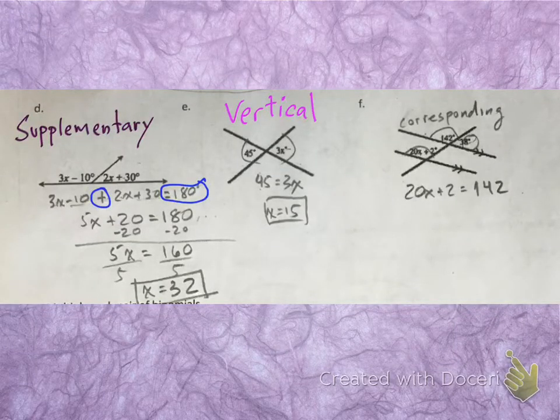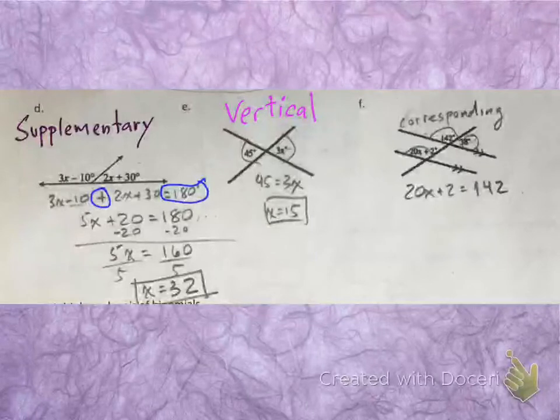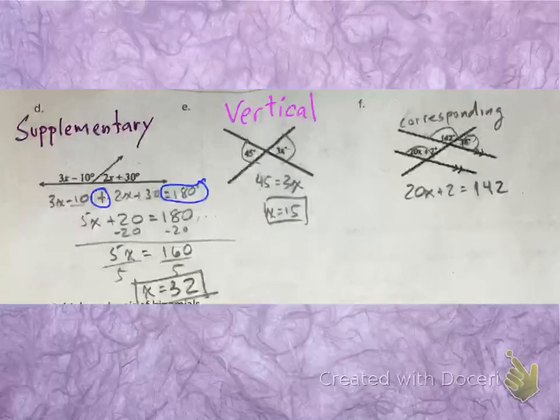In the next equation, it's pretty quick. Those are two vertical angles. Vertical angles are always congruent, so that was an easy equation to set up and to solve.